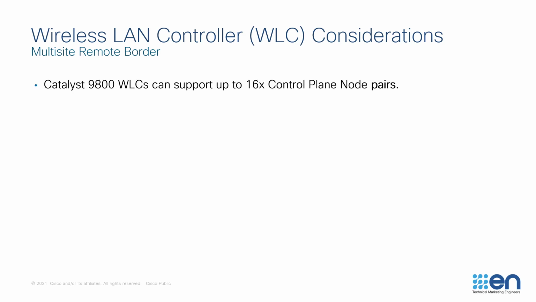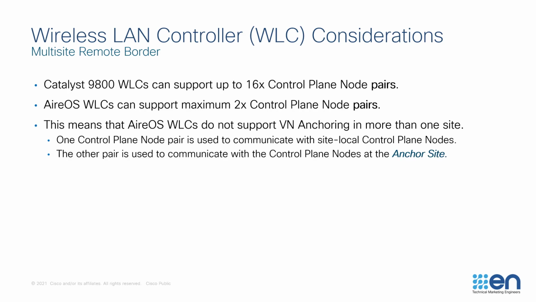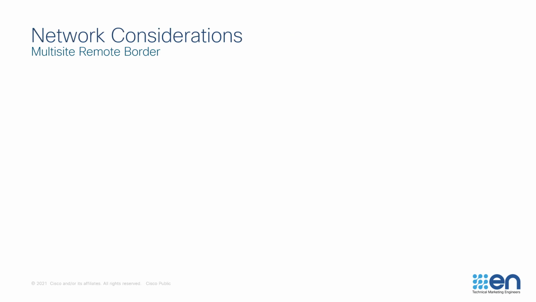Please pay close attention to the number of control plane nodes a fabric controller can communicate with. Catalyst 9800 series controllers support 16 control plane node pairs. However, AireOS controllers only support 2 control plane node pairs. What does this mean? What should you look out for? If you have an AireOS controller in the anchoring site, it can only communicate with its own fabric site and one anchor site. If you deployed multiple anchor VNs across different fabric sites that all require wireless access, you're going to need a Catalyst 9800 series controller.